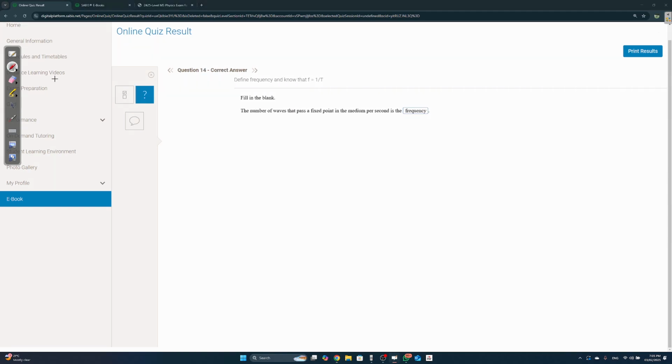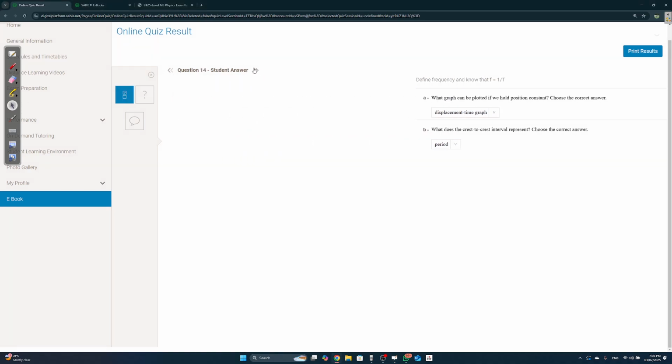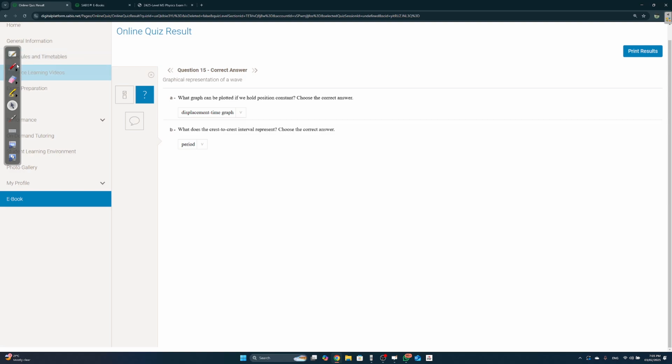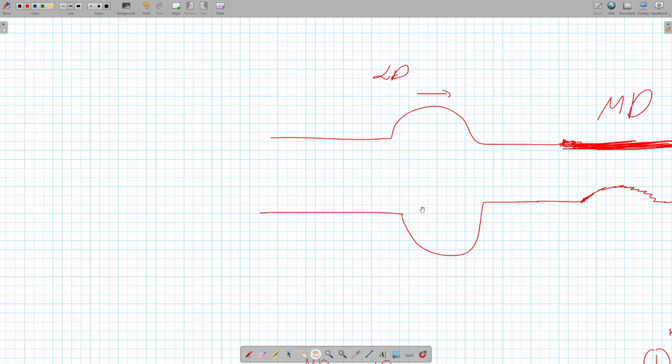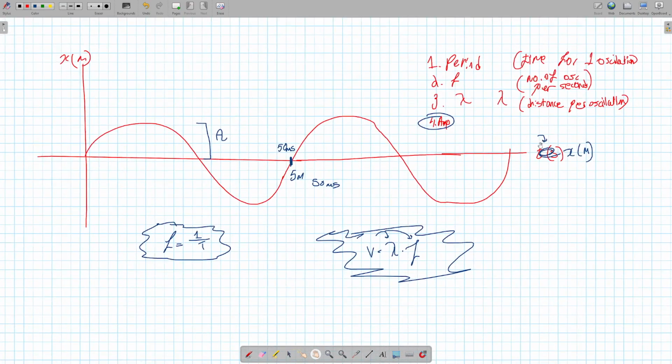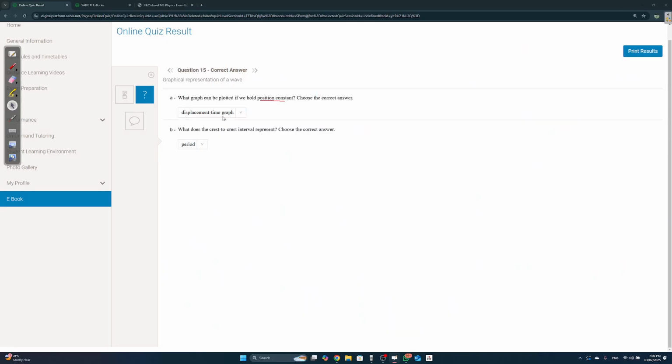Very easy. Question 14. The number of waves that pass through a fixed point per second is called frequency, right? What graph can be plotted if we hold position constant? Obviously, if you hold the position constant, can you do displacement? Over here, when I was working with this, I told you can have either displacement-time or displacement-distance. Sometimes when you hold position constant, you want to look at the time. How long does it take for each oscillation? So that's when you take displacement-time.